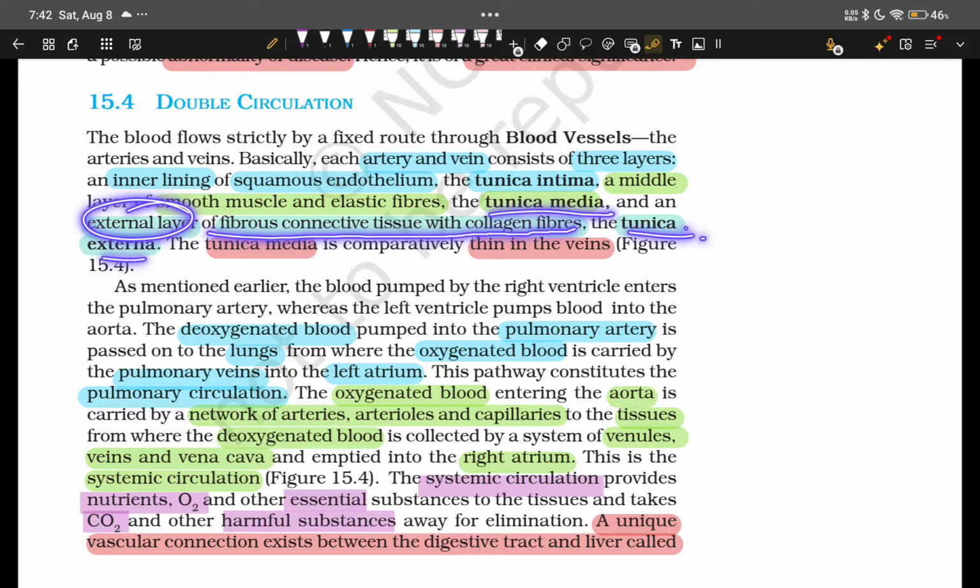These questions are definitely asked in exams: tunica media is made up of what? Smooth muscle and elastic fibers, and tunica externa is made up of fibrous connective tissue with collagen fibers. So media is made up of elastic fibers and smooth muscles, and externa is made up of collagen fibers.